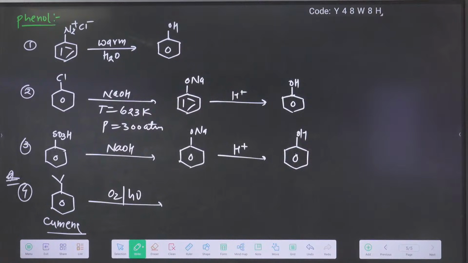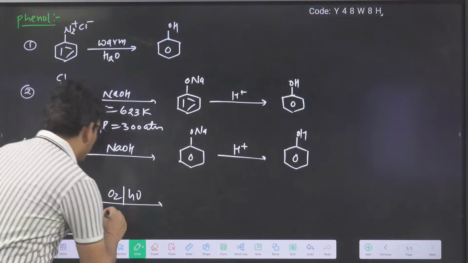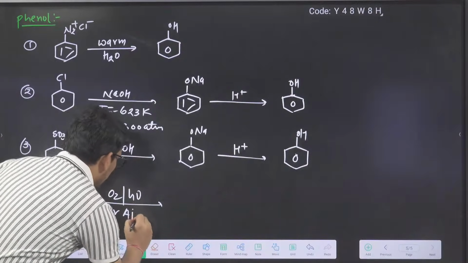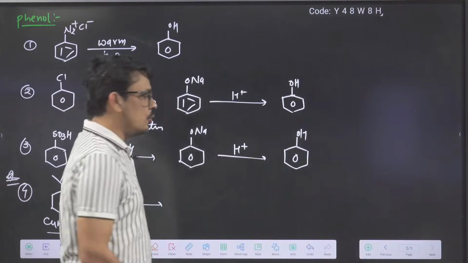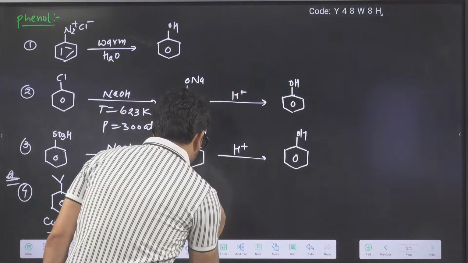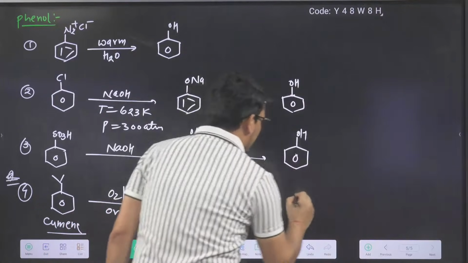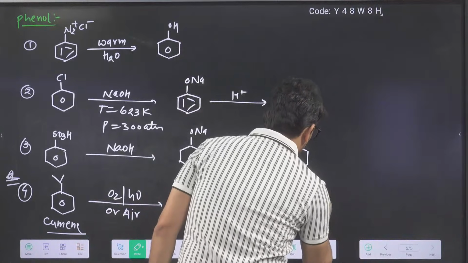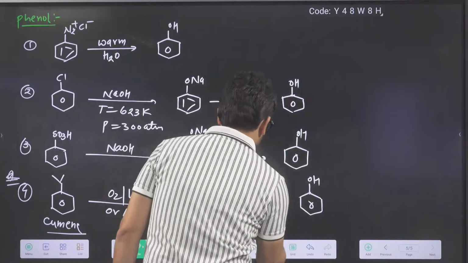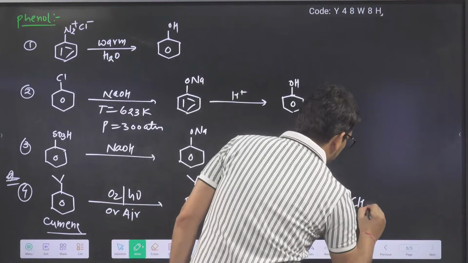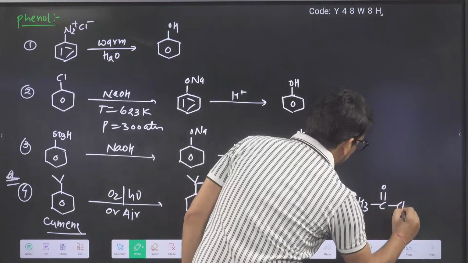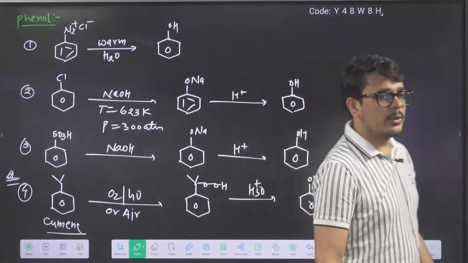O2, H+ you can use, or you can say air. Atmospheric air can also be used. First you will get cumene hydroperoxide, which is finally converted to phenol after hydrolysis, and the side product here will be acetone.